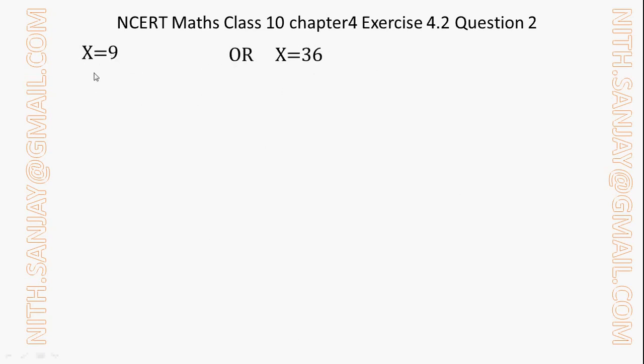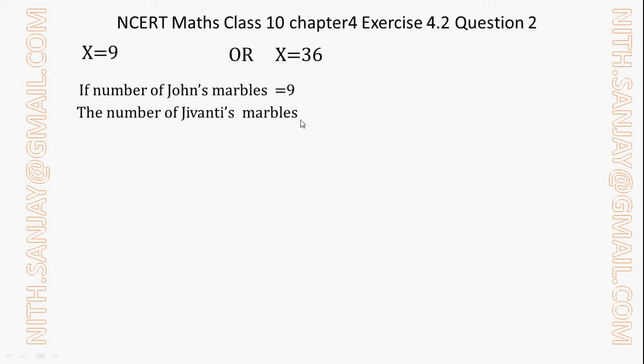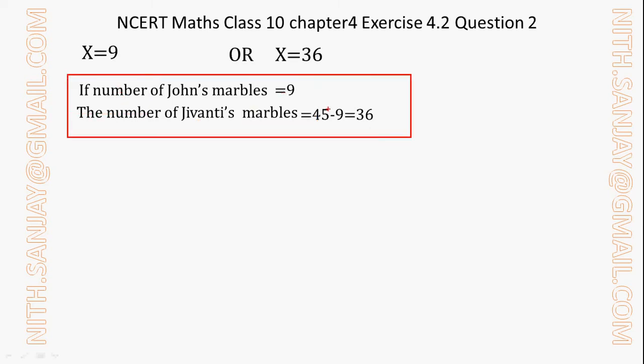Because we have to find out the number of marbles with John and Jivanti, if I take x is equal to 9, the marbles with John will be 9, because x is the number of marbles with John. The Jivanti's marbles in that case will be 45 minus x, that is 45 minus 9, which is 36. This is one solution. So x is equal to 9 means John's marbles are 9 and Jivanti's marbles are 36. This is the first solution.